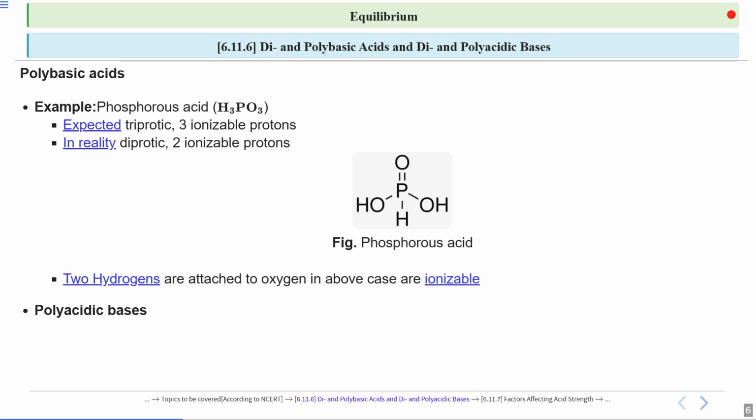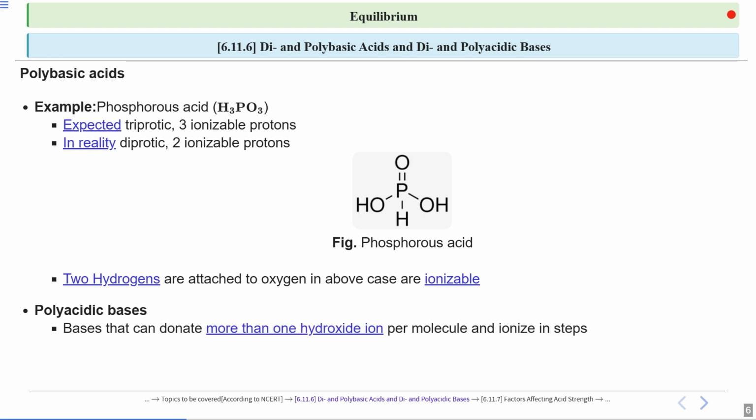Similarly, we have polyacidic bases. Here, the bases can donate more than one hydroxide ion. And this ionization again takes place in various steps. For example, we have calcium hydroxide, zinc hydroxide, and aluminium hydroxide. So calcium hydroxide is diacidic, zinc hydroxide is diacidic, and aluminium hydroxide is triacidic. In the case of bases, there is no proper trick to do it.